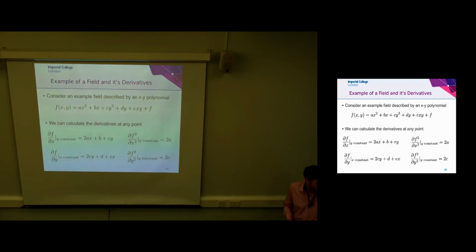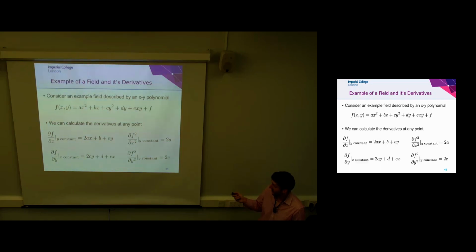So let's go back to our field. How do we use these in practice? Well, because we've got a nice mathematical description of our field here as a couple of polynomials, a polynomial in x and a polynomial in y, we can then calculate our derivative. So the way we do this is effectively just holding y constant, so we treat everything that's y as a constant, and then we differentiate just with respect to x.